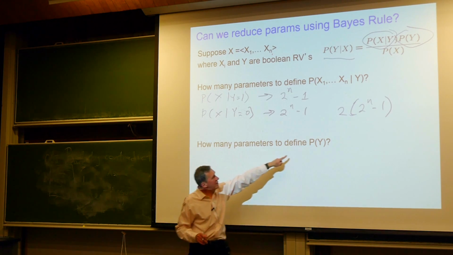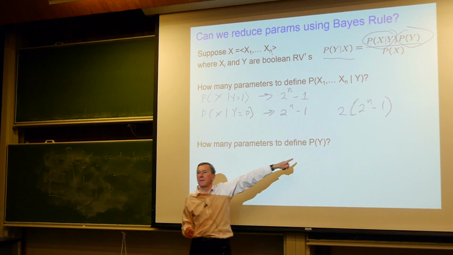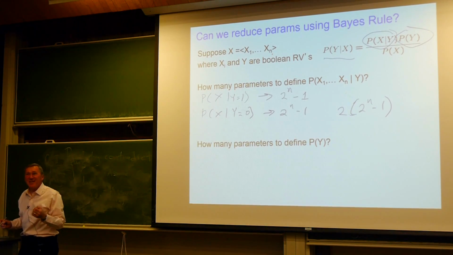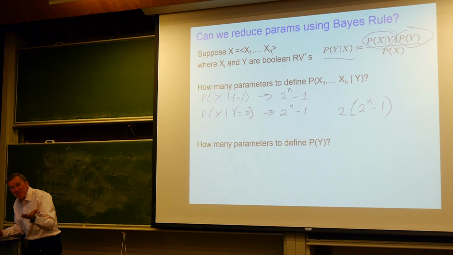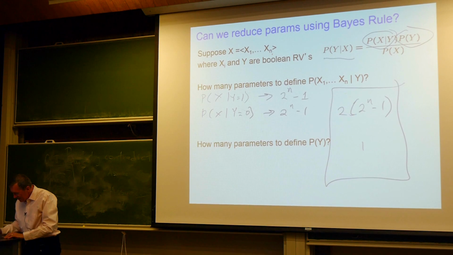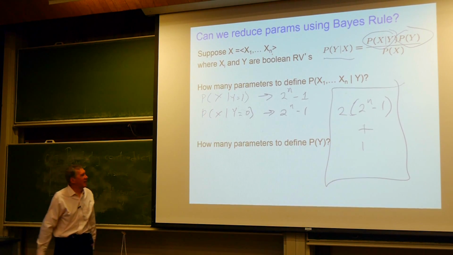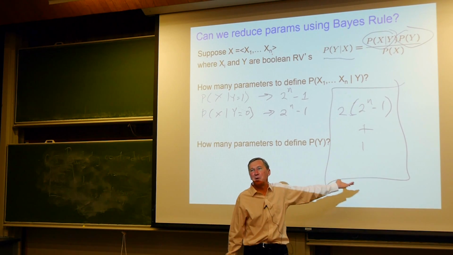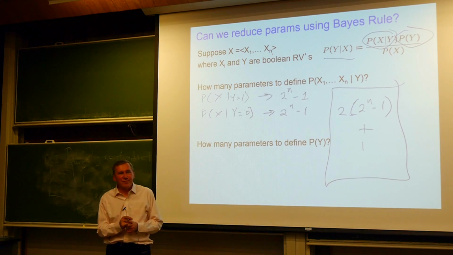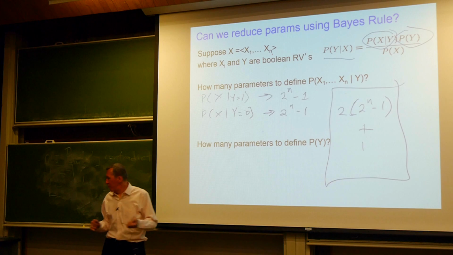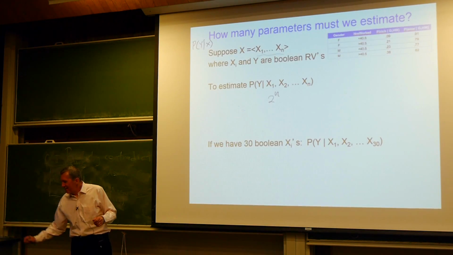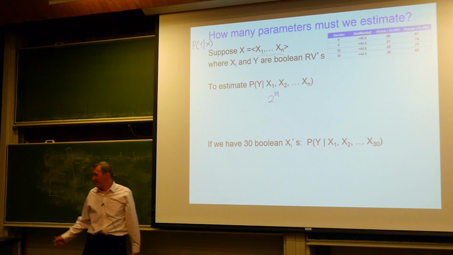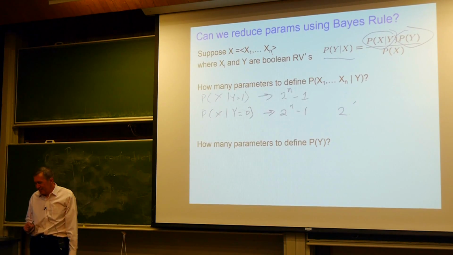And how many parameters do we need for this? 1. It's like a coin flip, right? It's a Boolean variable, Bernoulli distribution, 1 parameter. Okay, so we need that many parameters this way, whereas before we only needed 2 to the n. So actually Bayes' rule makes it worse. This is bigger than if we tried to just estimate this, we'd need 2 to the n. Now we're going to need more. Okay, so that's not helping.